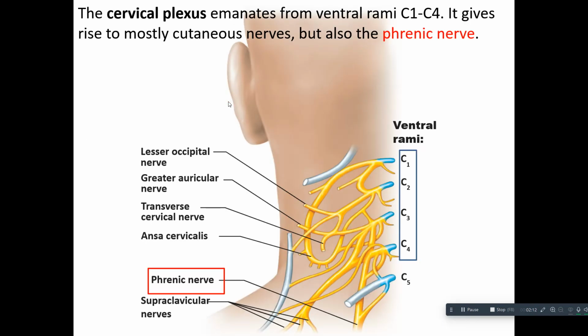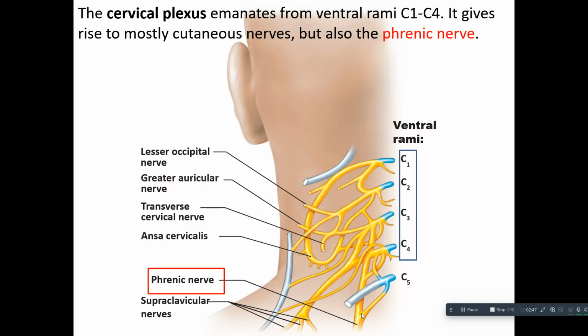Okay, my cervical plexus is going to come from ventral rami C1 to C4. So here in the blue are my ventral rami. You can see them branching and the branches connecting and branching and reconnecting. And this whole mess here is a plexus, and this is the cervical plexus. It is mostly giving rise to cutaneous nerves, so nerves going to skin structures, but also one major motor nerve, and we got to know that major motor nerve. It is called the phrenic nerve. It is this guy right here.